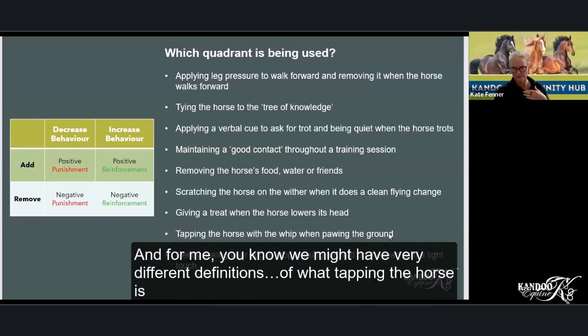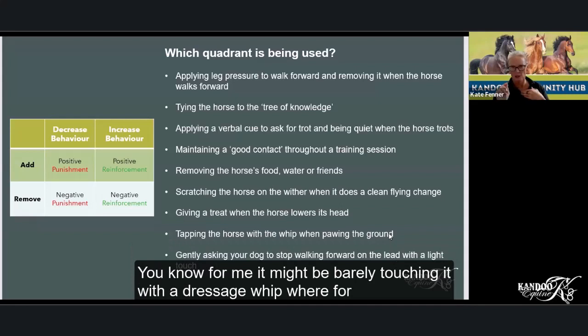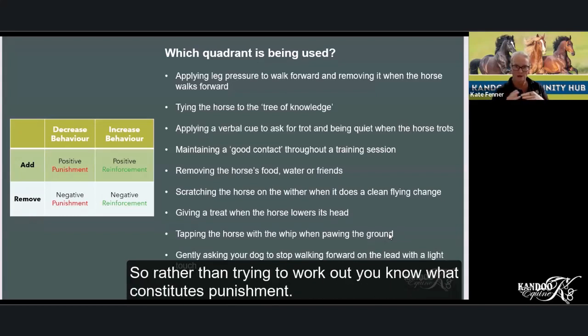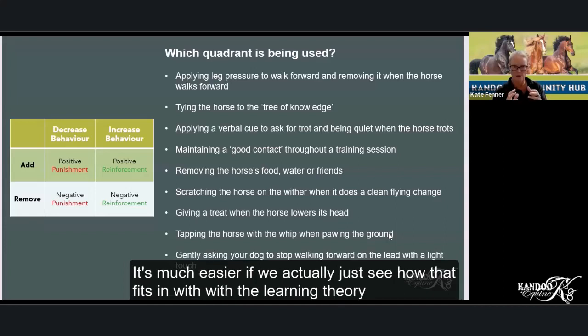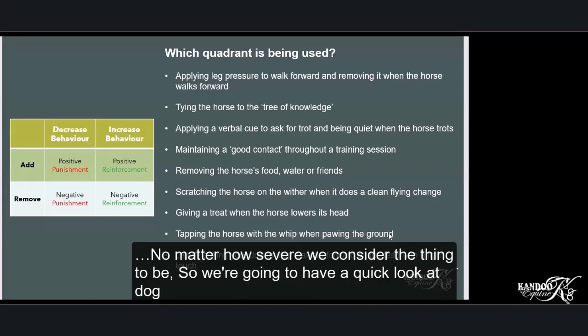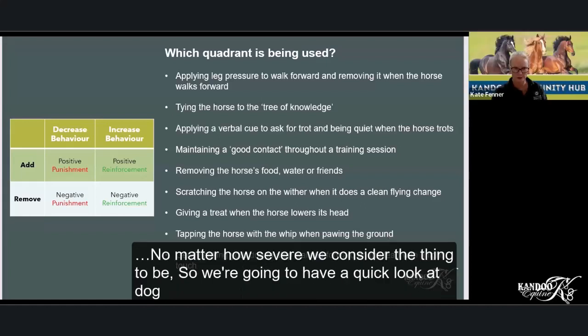And for me, we might have very different definitions of what tapping the horse is. For me, it might be barely touching it with a dressage whip, and for someone else, it might be hitting it over the cannon bone with a 2x4. So rather than trying to work out what constitutes punishment, it's much easier if we just see how that fits in with the learning theory and with the definitions of the quadrant. We're trying to make the behavior less likely, so it's punishment, no matter how severe we consider the thing to be.